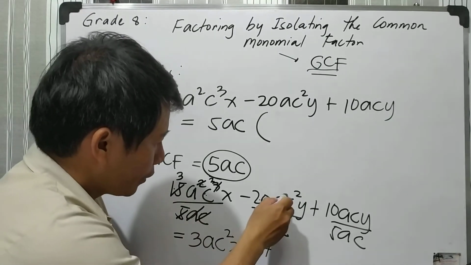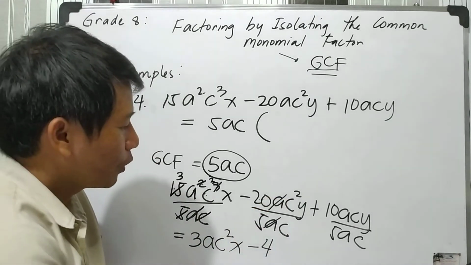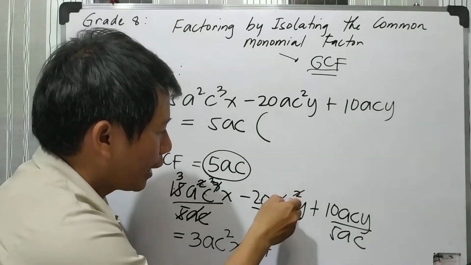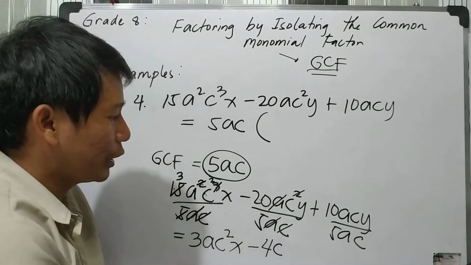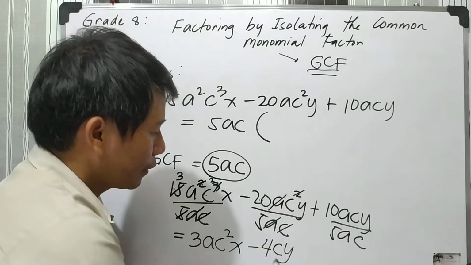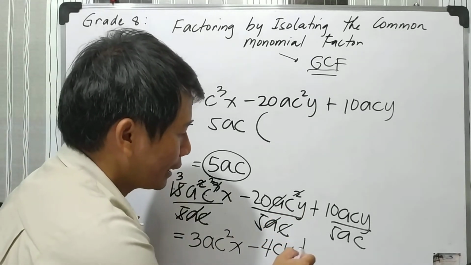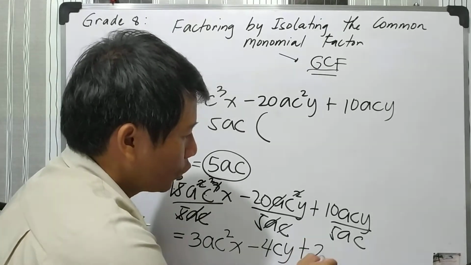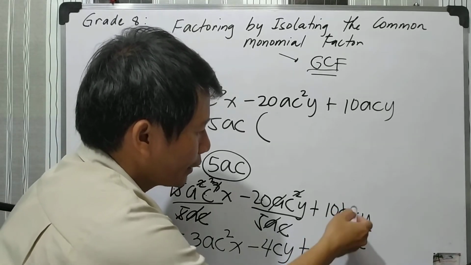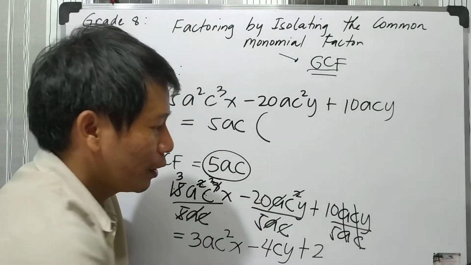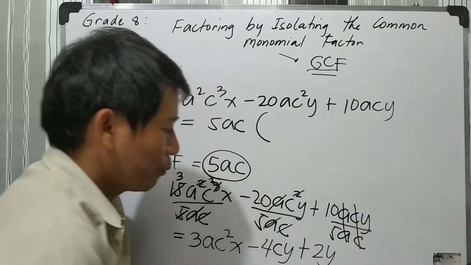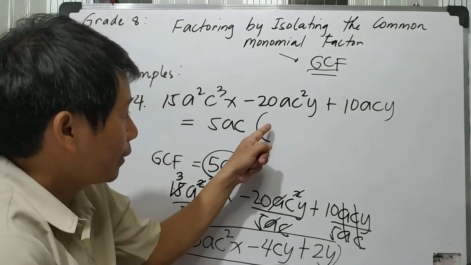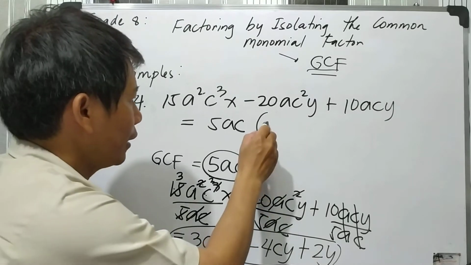And the second term, so minus 20 divided by 5, the answer is 4. Cancel si a. Wala na. Right? Cancel si c. Si c squared, magiging c na lang. Therefore, 4c. Copy y. Right? Next. Plus 10 divided by 5, the answer is 2. Cancel si a. Cancel yung c. Exactly the same. Copy y. So, therefore, this is our quotient.